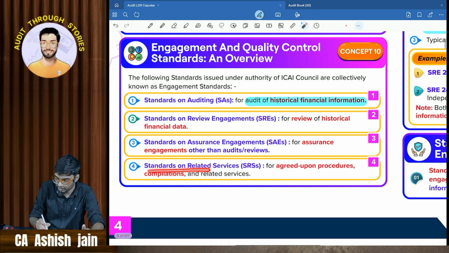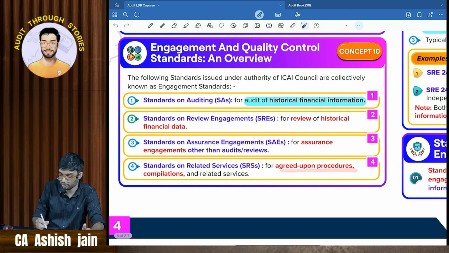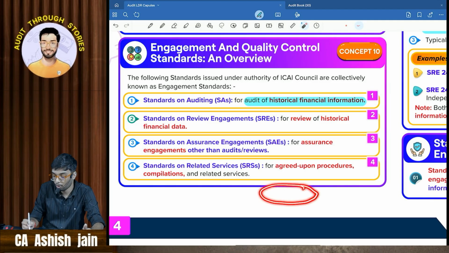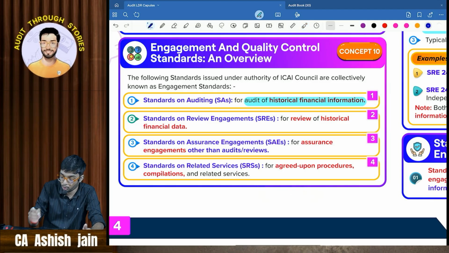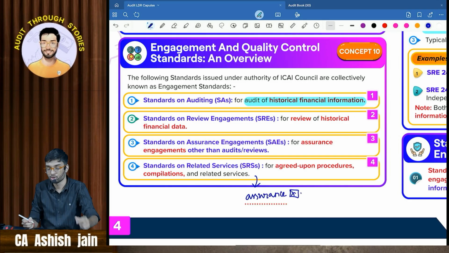Okay, then comes standards on related service. These are nothing but agreed upon procedures or compilation and related service. Here on standards on related service, the auditor or practitioner is not going to give assurance. Remember this. Assurance has not been given in related service. Very, very important. So please don't use the word audit over here.